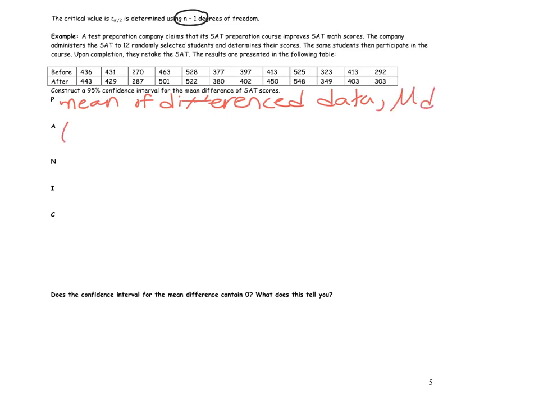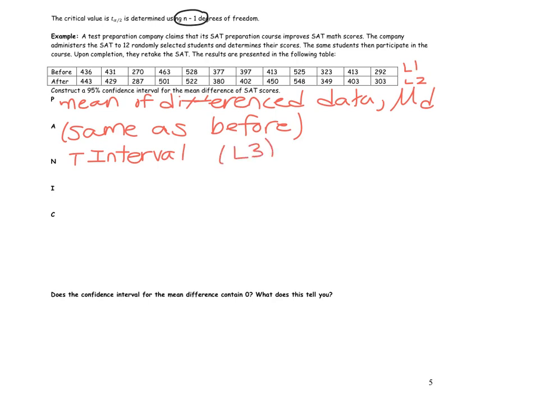The assumptions are same as before. So we'll just take those from before. Name that test, or interval really. And we're going to do the same thing. We're going to put before in L1, we're going to put after in L2. L3 is L2 minus L1. And then just like if we were doing a single mean instead of two populations, a single population, we're going to use a t-interval. But make sure you put that it's from L3.